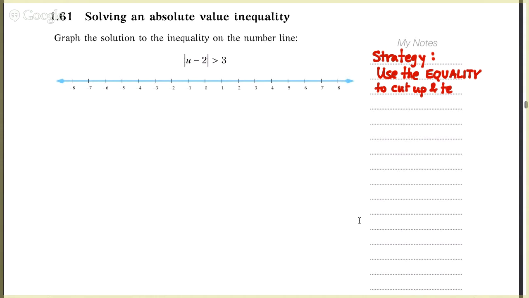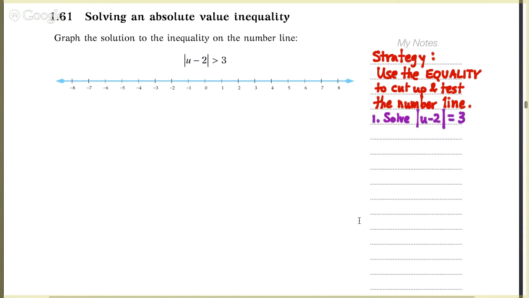And the strategy for solving any inequality which is more complicated than the one that we just did a minute ago, the strategy that I like, anytime you're not sure how to proceed, is to forget for the moment that it's an inequality at all. Make it an equality. In other words, put an equal sign there. And our strategy is going to be to use that equality to cut up and test intervals on the number line to see which ones of them are part of the solution and which ones are not.